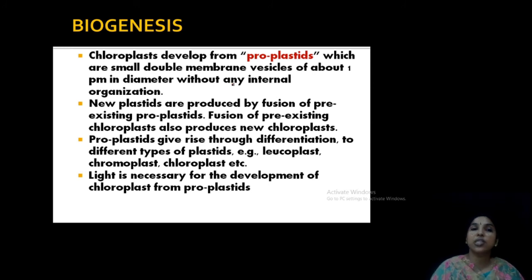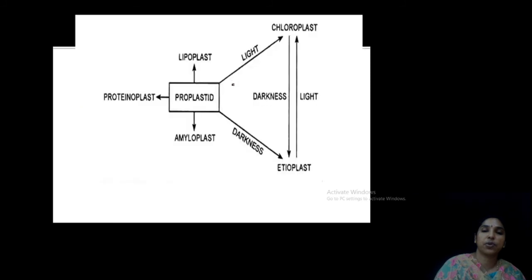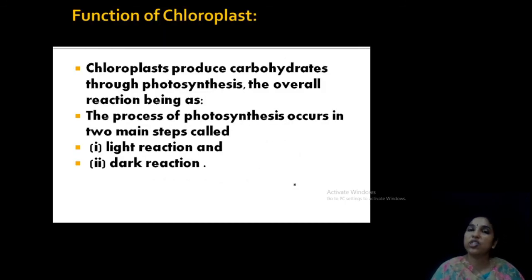When they are exposed to light, they become chloroplasts. Not exposed to light, they become other organelles like leucoplasts. Colorless plastids are known as leucoplasts. Colored plastids are chromoplasts. Green plastids are chloroplasts. See, proplastid, lipid storing, starch storing, protein storing plastids. Then when exposed to light, they become chloroplasts. Exposed to darkness, they become etioplasts. Or without any light, they become leucoplasts or etioplasts. Functions. What is the main function? Photosynthesis. Overall function, photosynthesis. It helps in the light reaction and dark reaction.